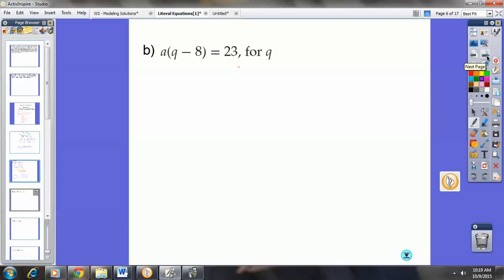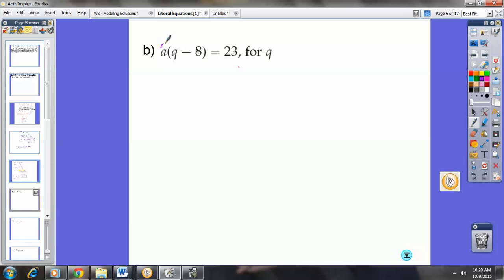How about this one? A times the quantity of q minus 8 equals 23. We're solving for q. You might want to write this one down. This is a good one with the parentheses in there. For solving for q, we're going to have to get q out of the parentheses, aren't we? We can't do anything until that happens. So how might I get q out of the parentheses, Timmy? Distribute. This would be an excellent time to distribute.